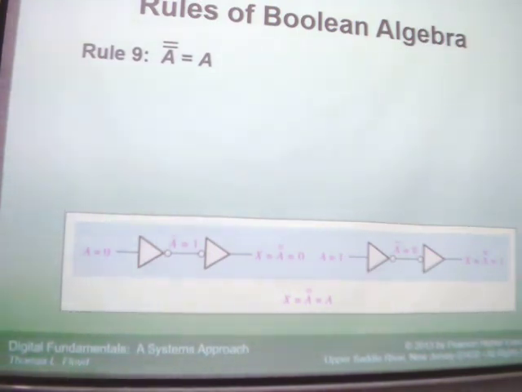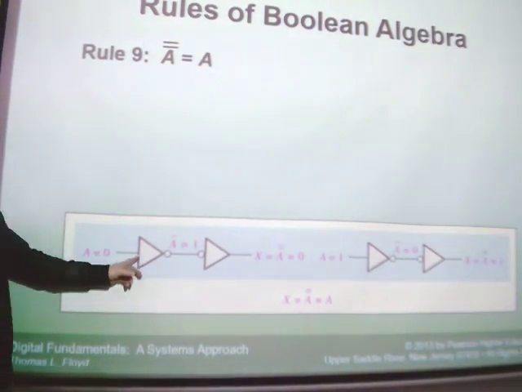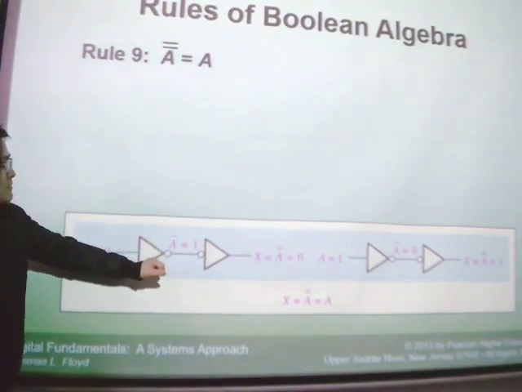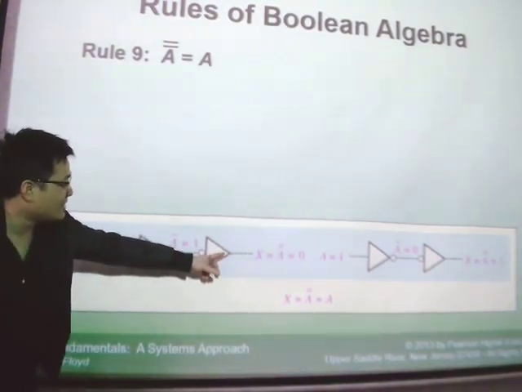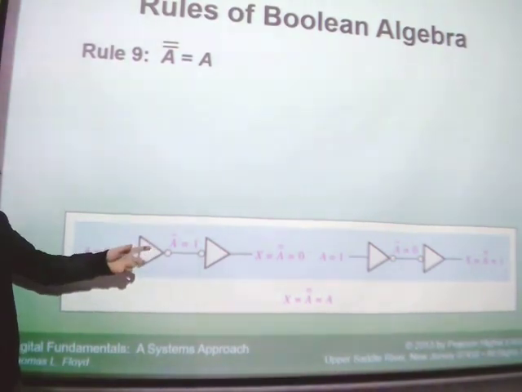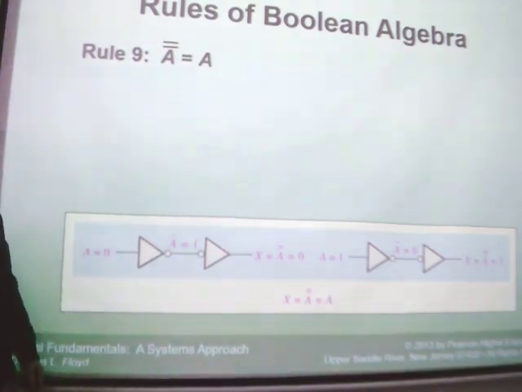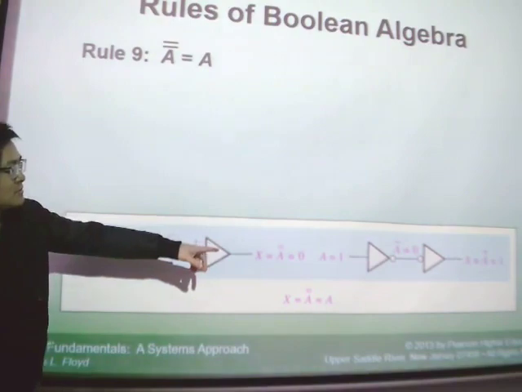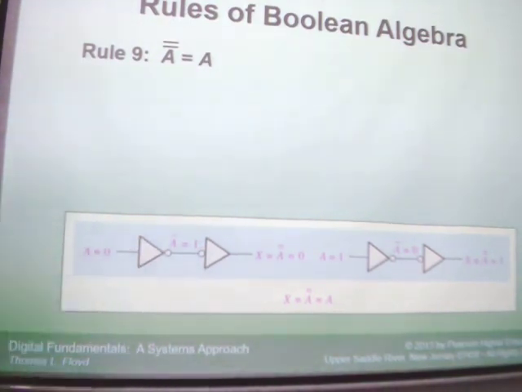Rule 9. A over bar over bar equals A. Because if A equals 0, then A over bar equals 1, then A over bar over bar equals 0. So A over bar over bar equals A. If A equals 1, the same result can be obtained.